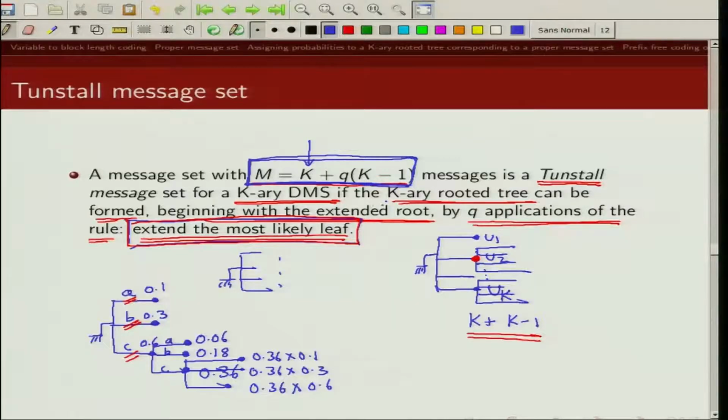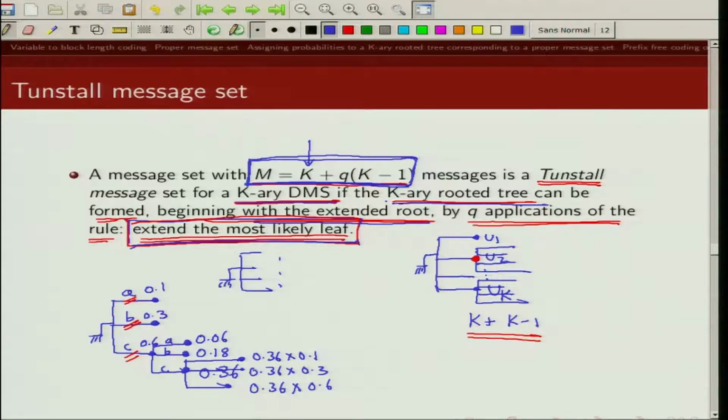So in a Tunstall message set corresponding to a K-ary discrete memoryless source, if the K-ary rooted tree is formed beginning from the extended root such that you extend the most likely leaf, then that's a Tunstall message set.